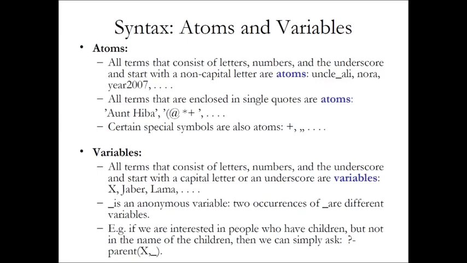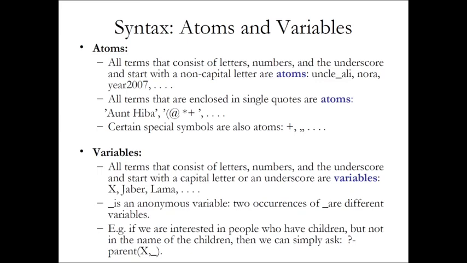Now coming to the syntax, that is atoms and variables. An atom is any term that consists of letters, numbers, and underscores, and we start with non-capital letters, like uncle underscore Ali, Nora, comma year 2007. All the terms enclosed in single quotes are atoms, like 'Aunt Hiba'. Certain specific symbols are also used as atoms. So this is all about atoms.